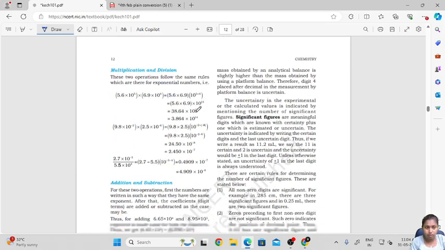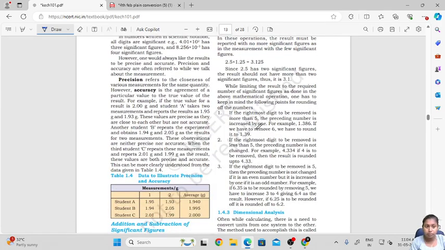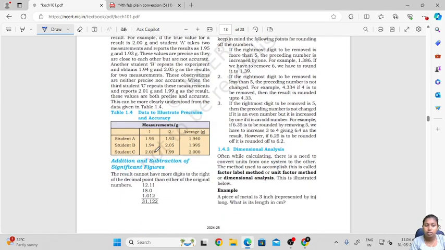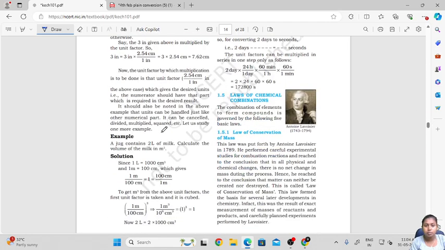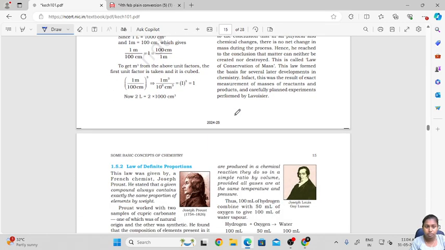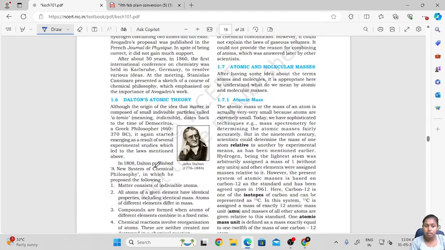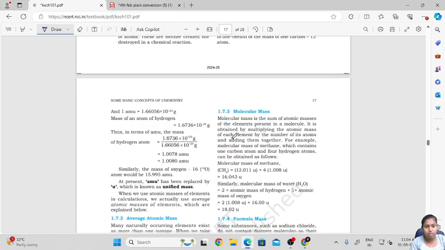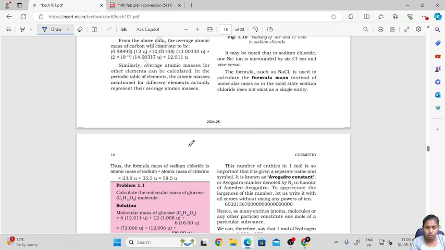Then uncertainty in measurement, you should know what a scientific notation is, how it is notated, how scientific notation is multiplied or divided, how it is added or subtracted, what is a significant figure. You should remember these rules of significant figures, then their multiplication, addition, division, subtraction and all of significant figures. Then dimensional analysis, what is dimensional analysis, then the 5 laws of chemical combination, that are law of conservation of mass, law of definite proportion, Avogadro's law, multiple proportion, Gay-Lussac's law.